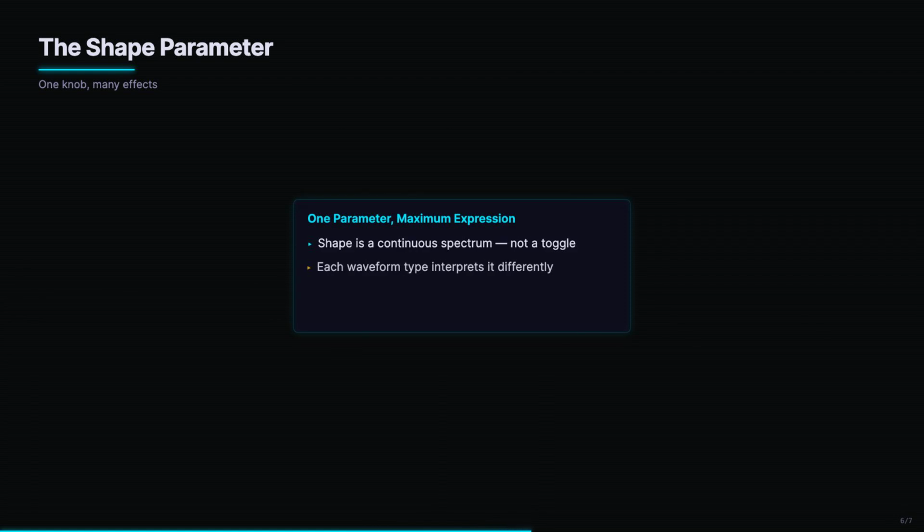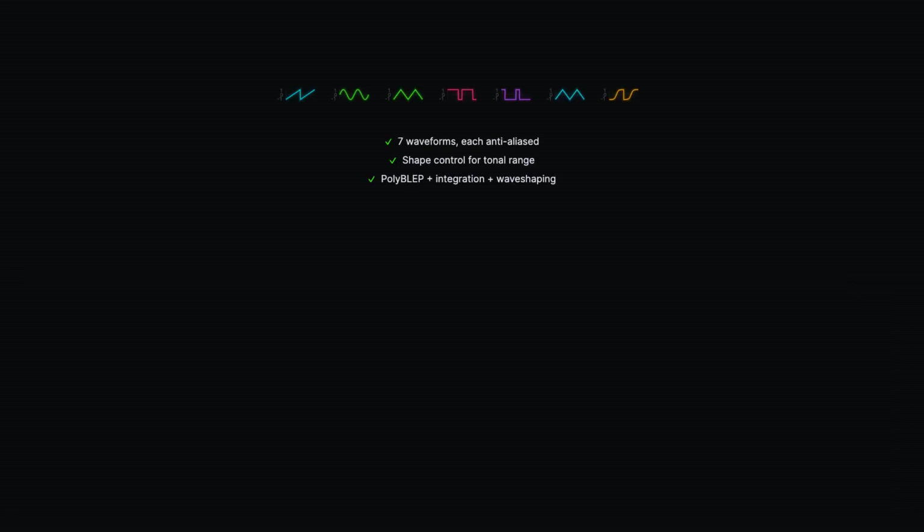This is how a synthesizer gets expressive range from a small number of controls. Shape isn't just a toggle, it's a continuous spectrum of timbres. And because each waveform interprets it differently, switching waveform types while shape stays fixed gives you a completely different sound. 7 waveforms, each anti-aliased, each with shape control. From classic rectangles and triangles to wave-shaped saturated tones, our oscillator now covers serious tonal ground.